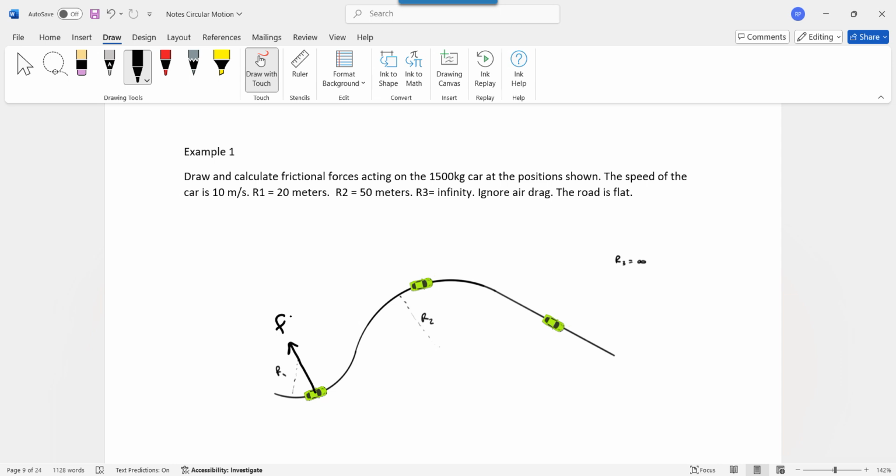If we calculate that, this frictional force is causing a centripetal acceleration, so it's going to equal mv squared over r. To save myself a little writing, I'm just going to put in values and crunch a number. The car is 1,500 kilograms and moving at 10 meters per second, and the radius of curvature at this location, called R1 here, is 20 meters. I'm going to calculate a value, and I get 7,500 newtons at that location.